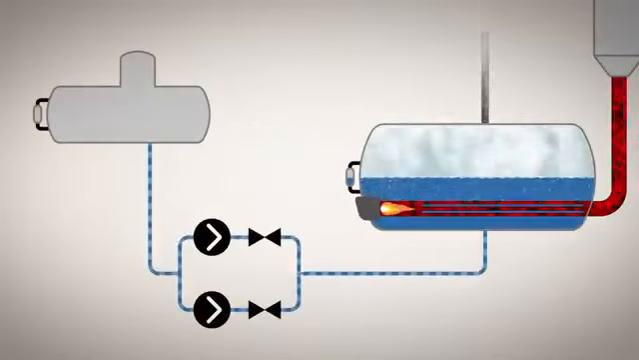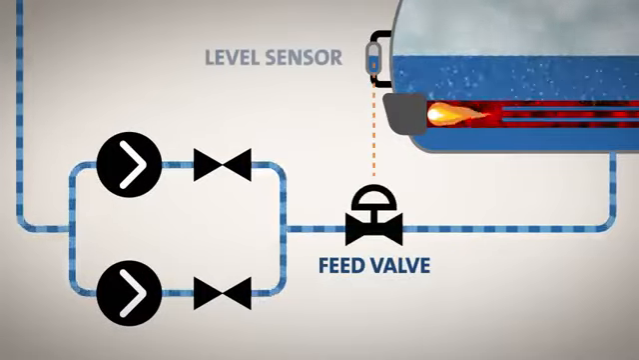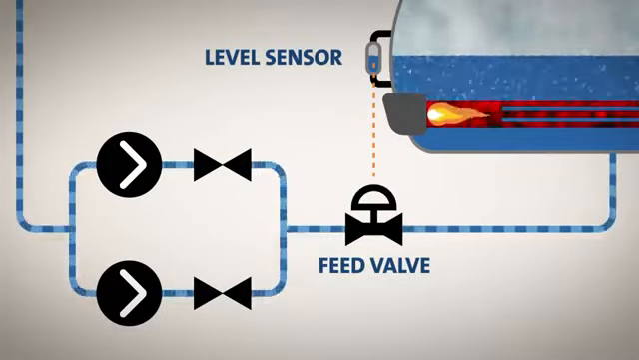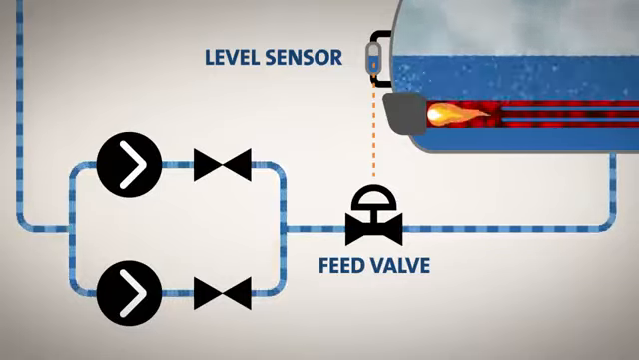One way of overcoming these challenges is to regulate the water level with a feed valve, which is controlled by a level sensor in the boiler. The feed valve allows a certain amount of water to enter the boiler depending on the actual steam consumption. The result is a constant water level and constant steam pressure at all times.